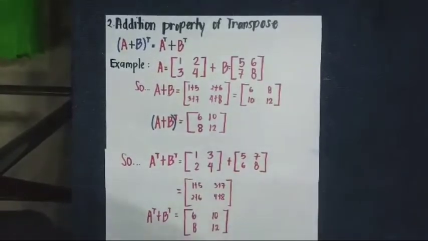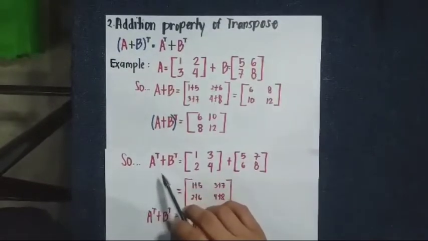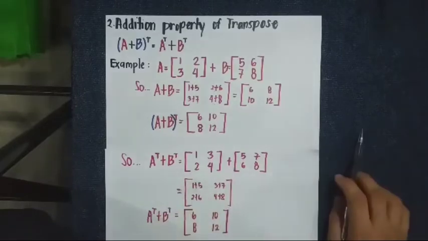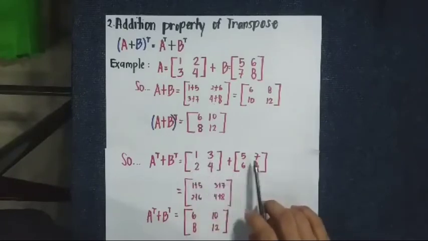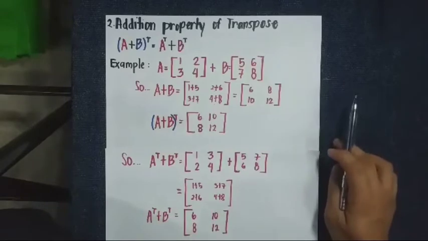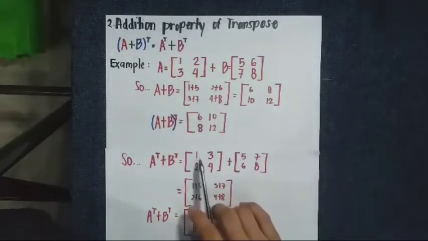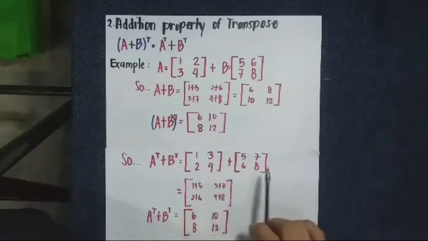So second is the transpose of A plus transpose of B. So the transpose of A is 1, 3, 2, and 4, and 5, 7, 6, and 8. So we're going to add up this, and we got 1 plus 5, 2 plus 6, 3 plus 7, 4 and 8, which is right here.